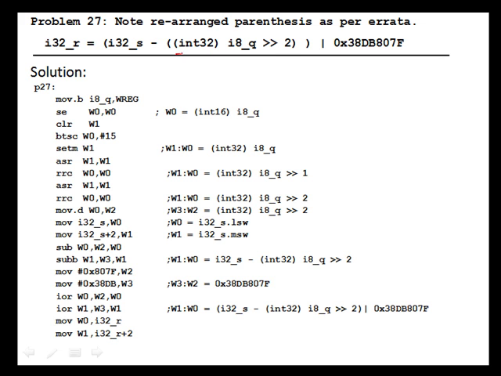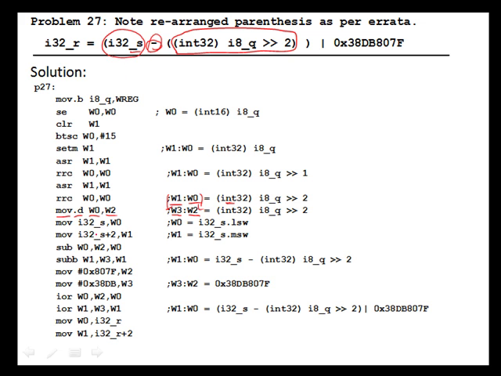Next thing we want to do is take this partial result here and subtract it from S. So the first thing that we're going to do is take that value that's in the W1, W0 register pair and move it to the register pair W3, W2. And we're going to do that using this instruction here, mov.d W0, W2. Recall that that's going to copy the value of W0 to W2, and then it's going to copy the value of W1 to W3.